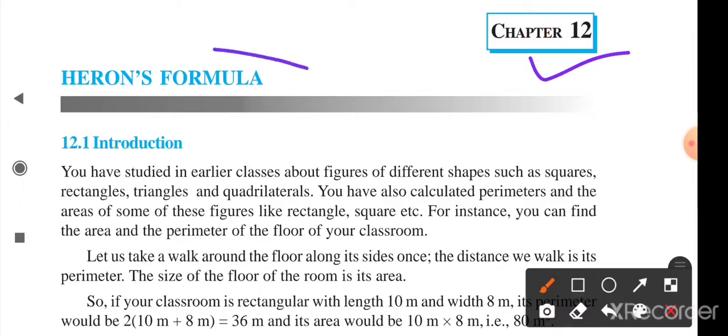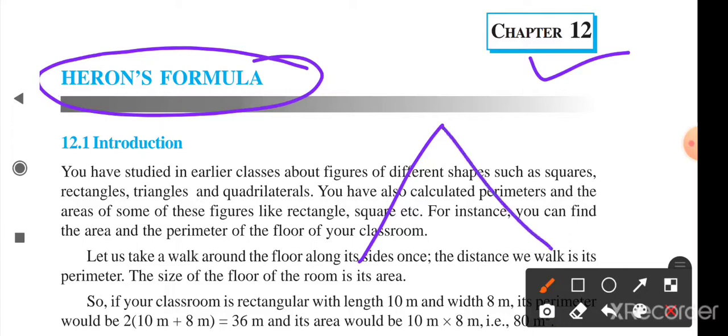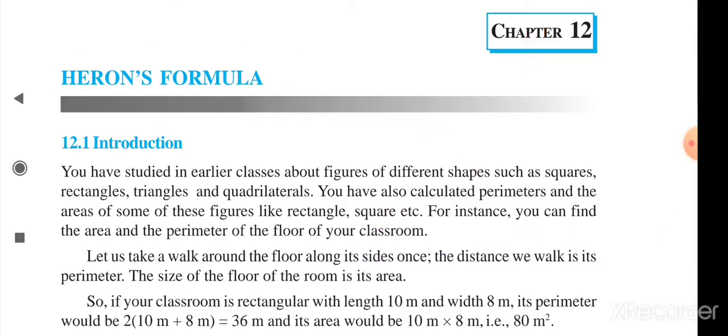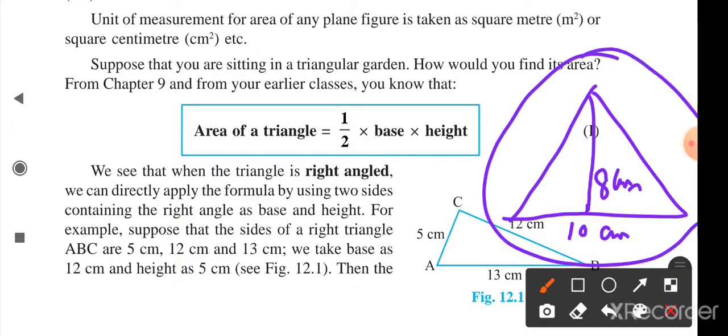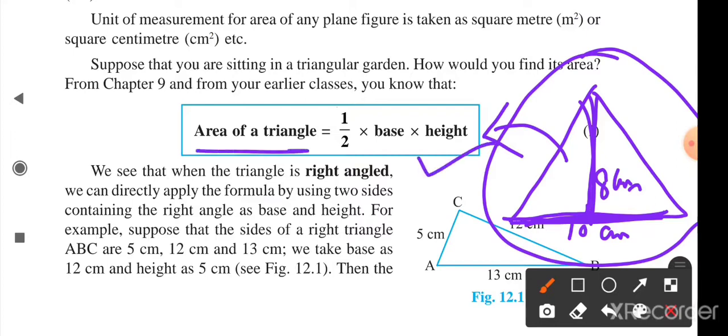So in this chapter we will study about the area of the triangle. I will explain you the basic concept of this chapter. Till class 8th you have studied that if you have to find out the area of any triangle you require two things, one base and one height. If you have base and height, in that case you will find out the area with this formula. Area of triangle is equal to half base into height.